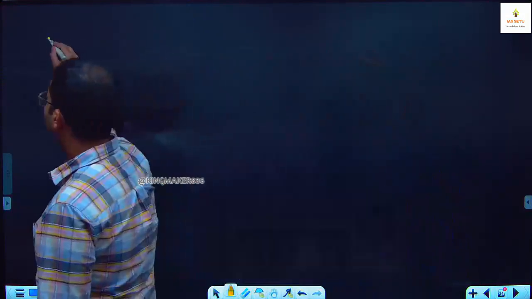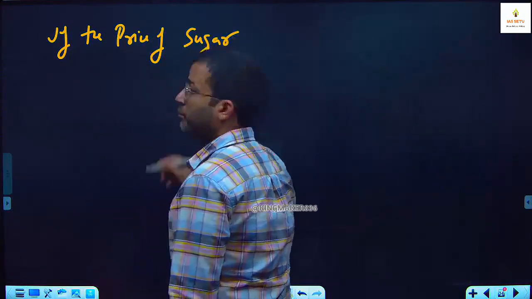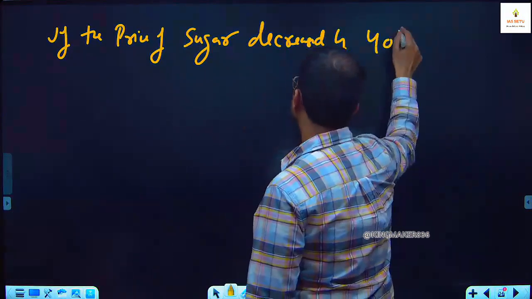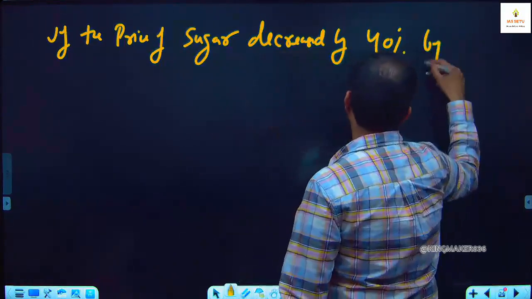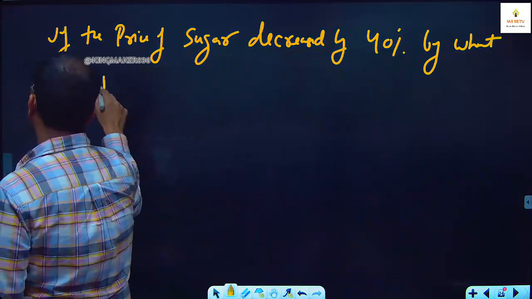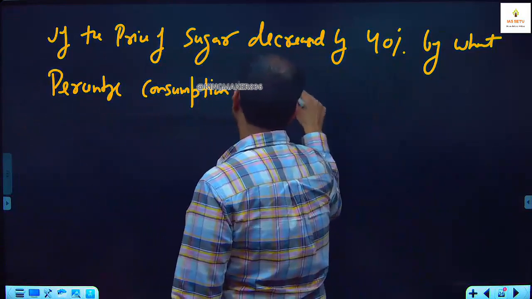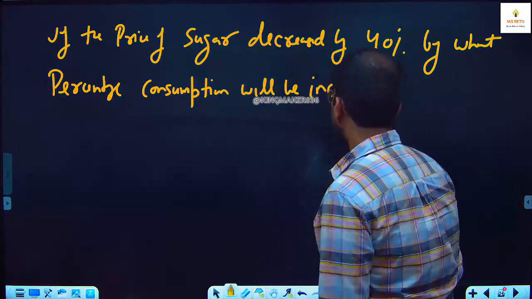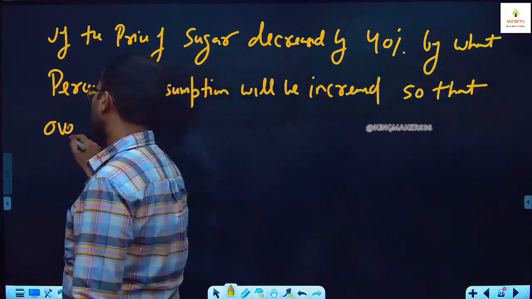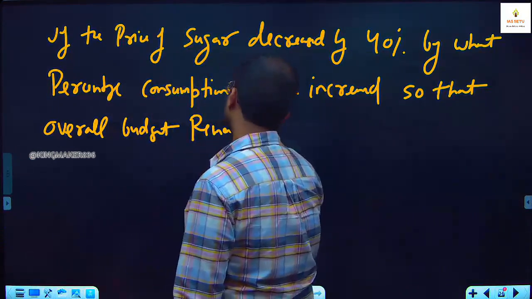One more question. If the price of sugar decreases by 40%, keep the answer with yourself, by what percentage will consumption be increased so that the overall budget remains the same?